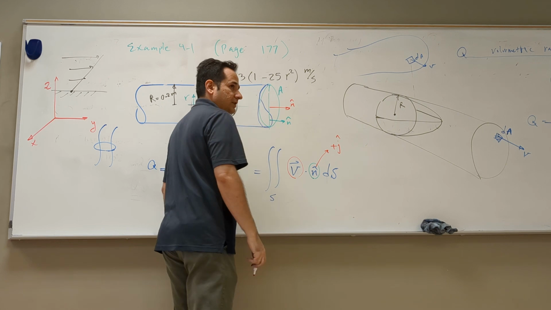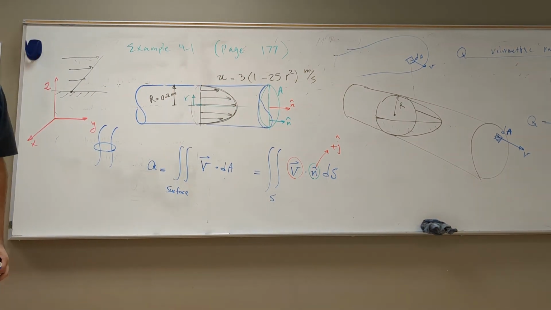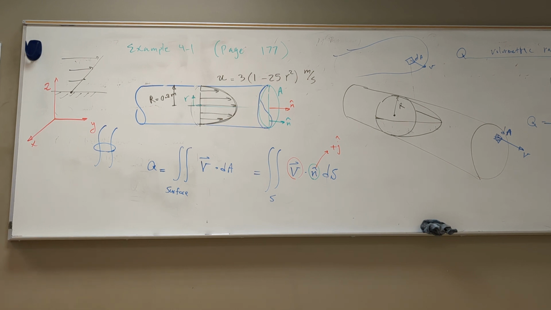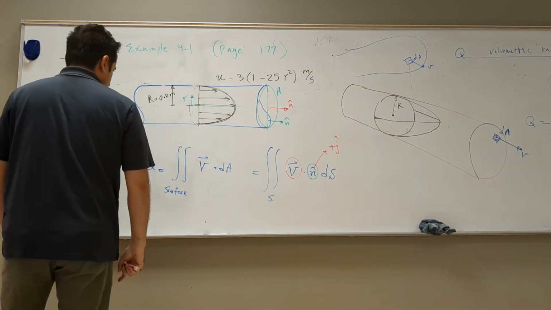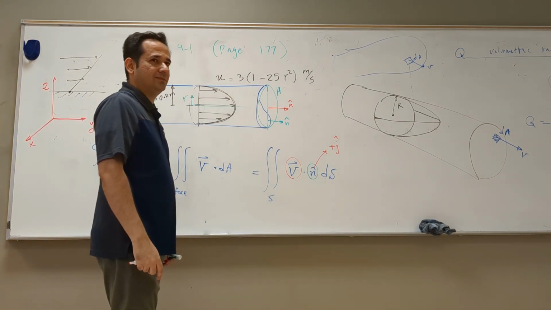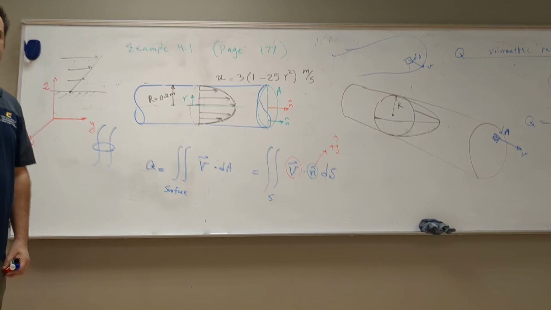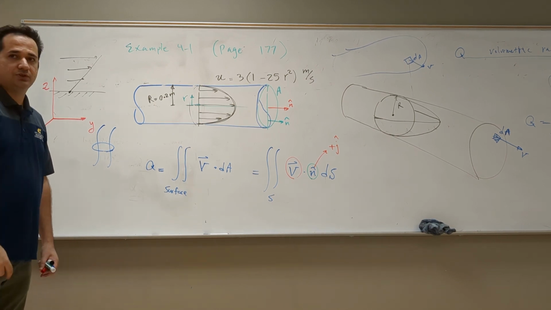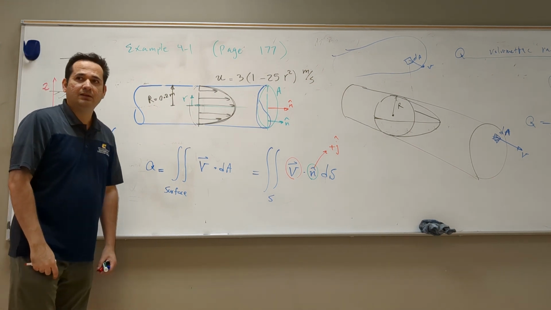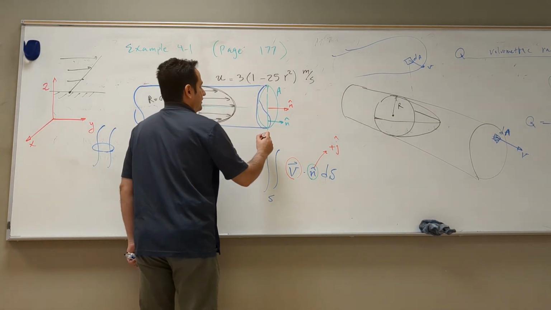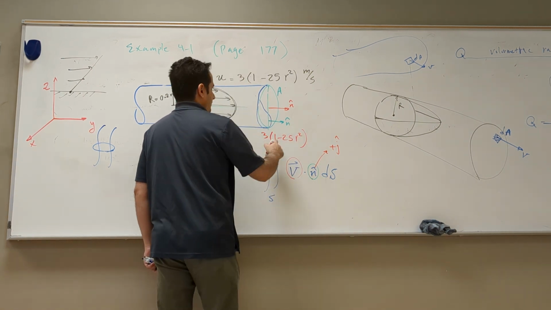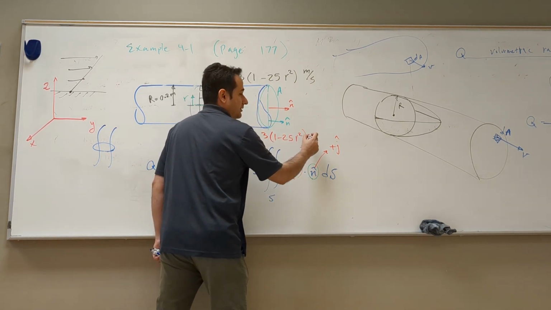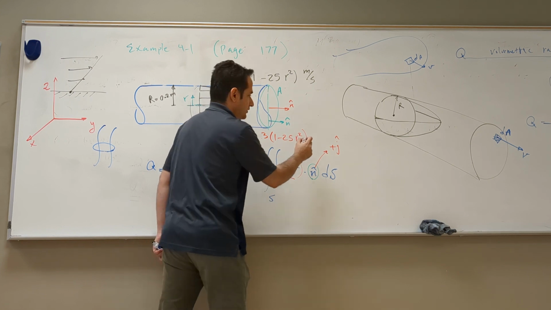What about the velocity vector? If you want to make a vector, what do you need? Its magnitude times a unit vector in that direction. You can create any vector with a magnitude times a unit vector in that direction. So what should I write for velocity here? Magnitude times a hat. What's the magnitude of V? 3 times 1 minus 25 r squared. Yeah, that's the magnitude of velocity, times the unit vector.